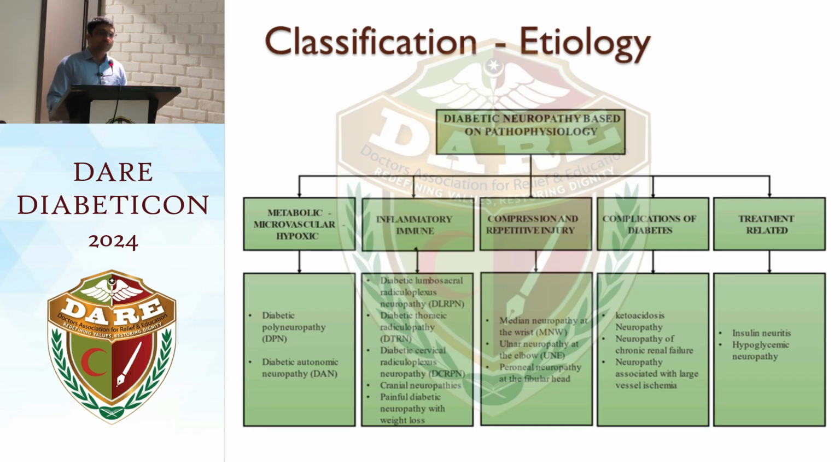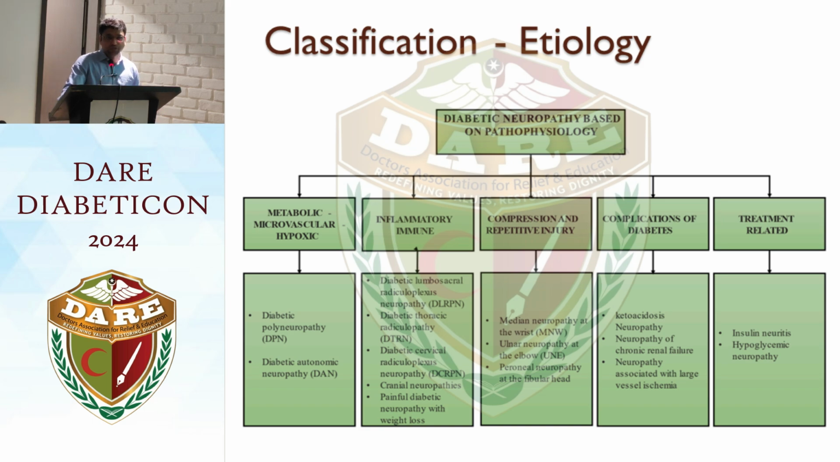So this is the classification of diabetic neuropathies based on the etiology. This slide is also important because if we know the etiology, we can appropriately treat them with the suitable medication. So among these etiological classifications, the first one is the metabolic or hypoxic or macrovascular etiology, which is the explanation for the diabetic polyneuropathy as well as small fiber neuropathy and diabetic autonomic neuropathy.